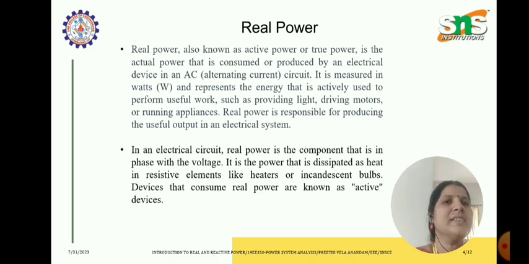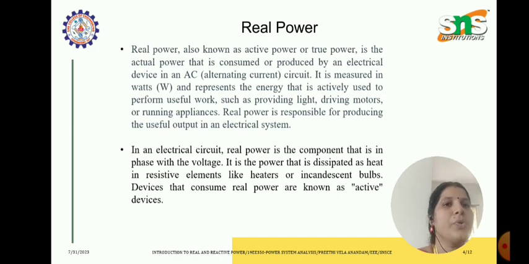So, here we can say that real power, also known as the active power or true power, is the actual power which is consumed or produced by an electrical device in an AC circuit. It is measured in watts. We are performing some useful work with real power, which is used in various applications like providing light, driving motors, or running appliances like washing machines, hair dryers, etc. Real power is responsible for producing the useful output in an electrical power system.